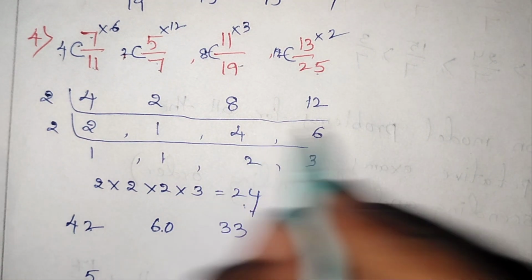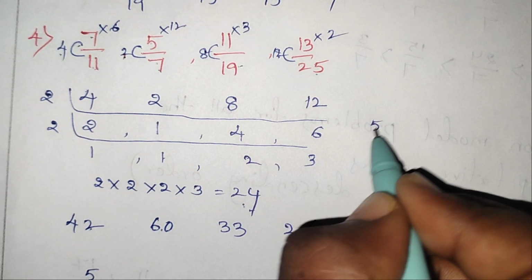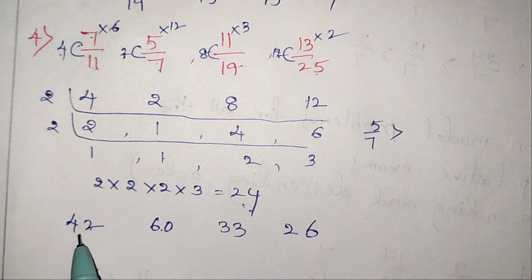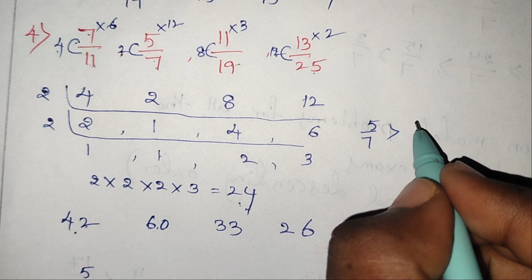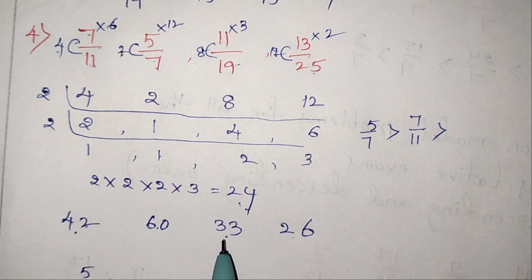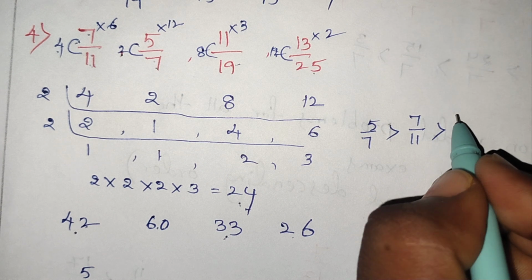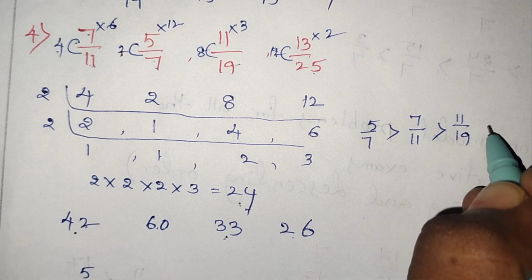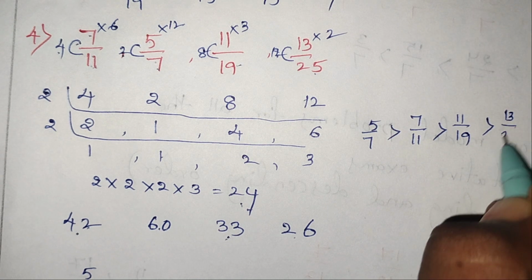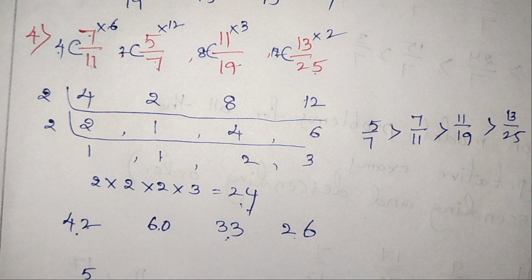Greatest fraction, first one 5 by 7 is the greater one. Next second one 42. 42 belongs to 7 by 11. And next 33 or 26? 33. So that 33 is nothing but 11 by 19. The smallest fraction is 13 by 25. So this is the easy method.